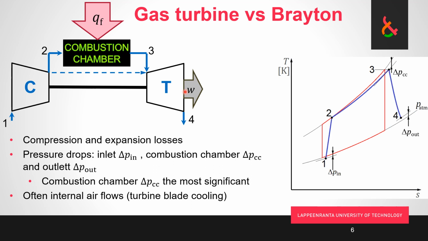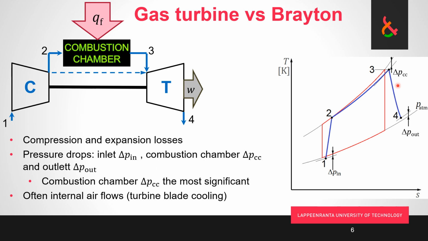Then how this looks in the TS chart, we see it here. So basically pressure drop before the compressor means that we start compressing from slightly lower pressure than the atmosphere, so we have to do more work. Then we have the efficiency of the compressor, so the process bends towards the right, towards higher entropy. We have the heat input.